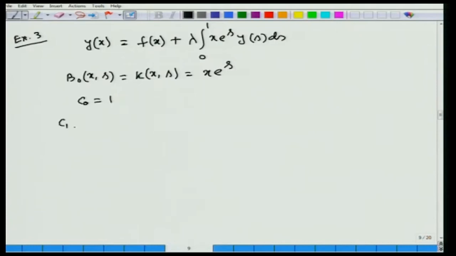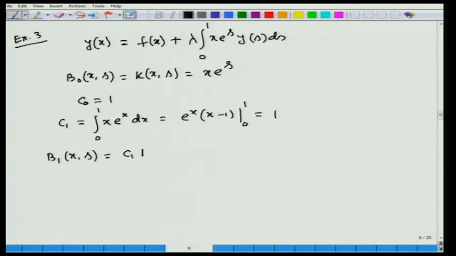So, now we can calculate c 1, this is equal to integral 0 to 1 x e to the power x dx. Evaluating, you can find e to the power x into x minus 1 limit 0 to 1, and this will result in this is equal to 1. Now, if we calculate b 1 x comma s, this is equal to c 1 k x comma s minus integral 0 to 1 x e to the power xi multiplied with xi e to the power s d xi.